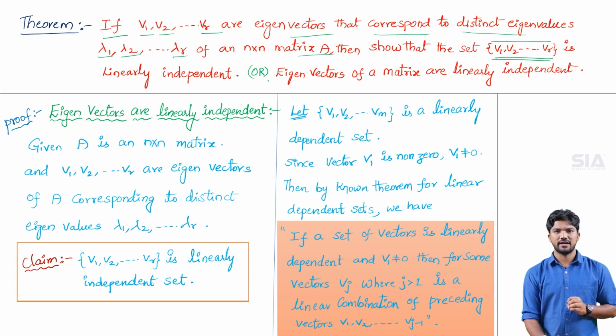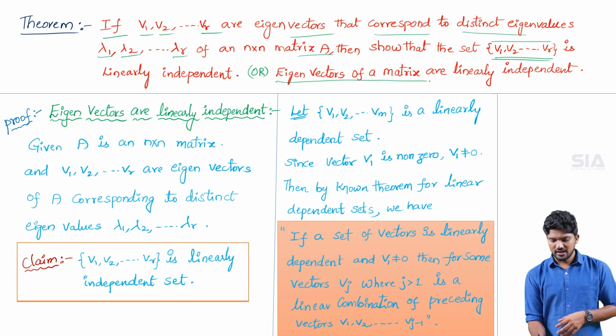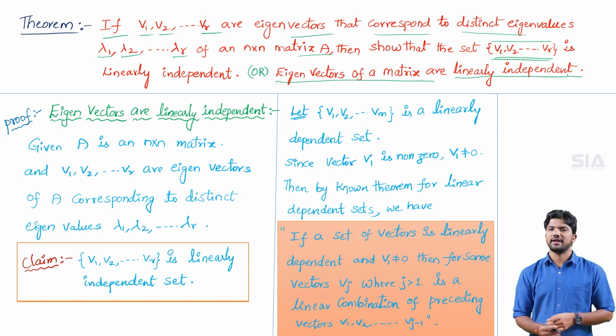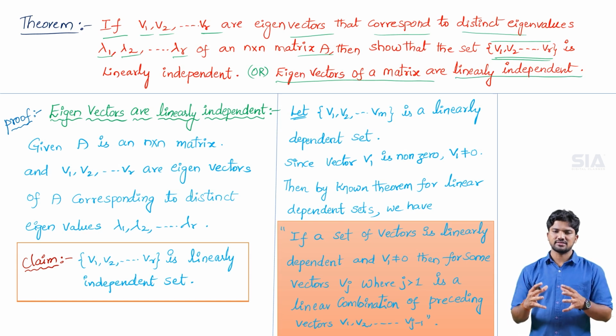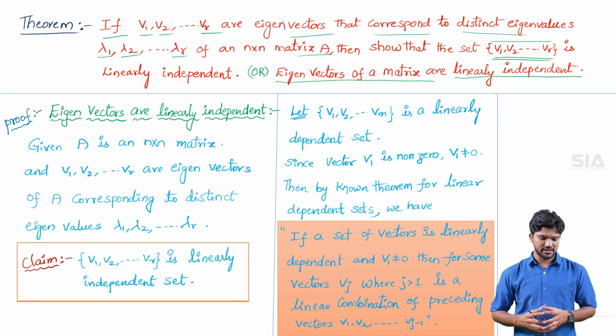Or else the other statement is: eigenvectors of a matrix are linearly independent. They may also ask in this format: eigenvectors of a matrix are linearly independent. So we have to prove that condition.